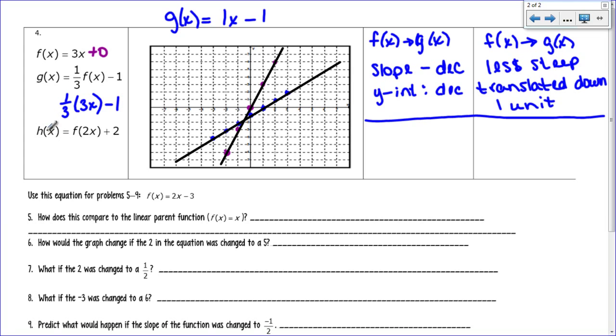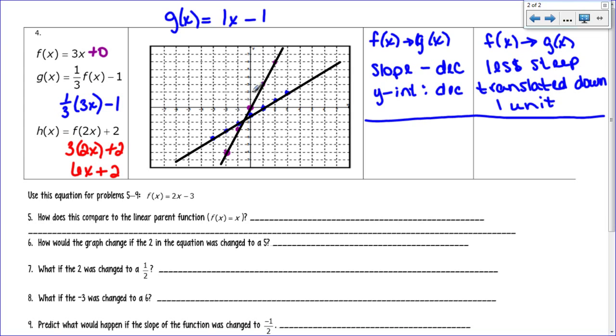So now let's look at h of x. So I've got f of 2x plus 2. Now if I want f of 2x, that means I've got to plug 2x in for my x. Well, in this case, I've got 3x. And so I have f of 2x, which means I have to do 3 times 2x. So I've got to replace the x with the 2x, plus 2. And then I've got to simplify that. Well, that becomes 6x because 3 times 2 is 6, plus 2.